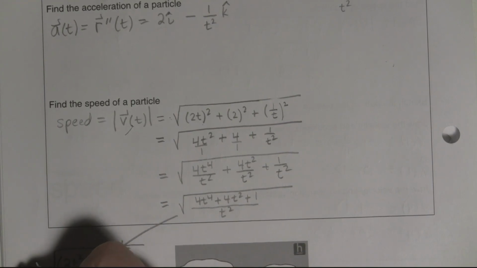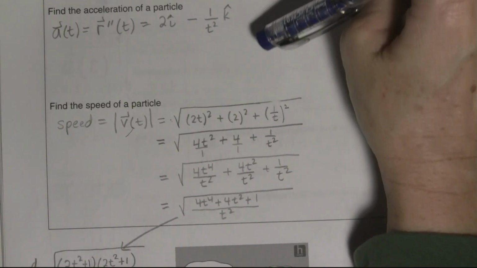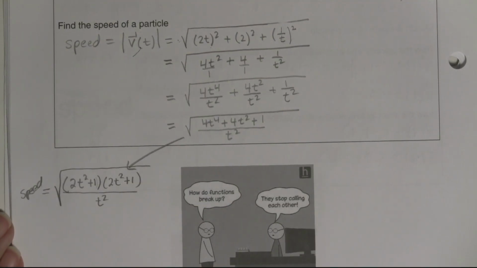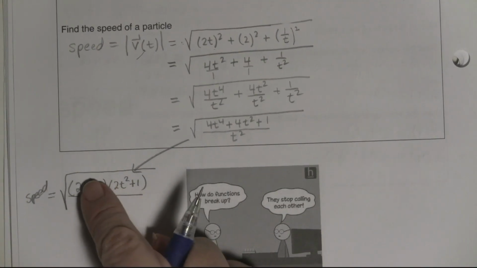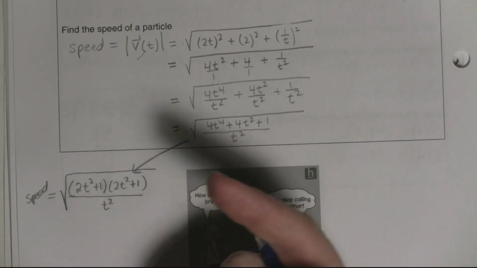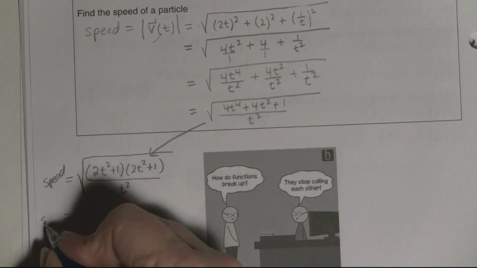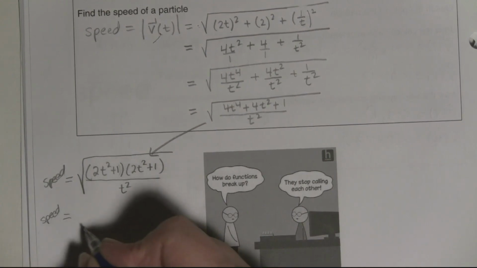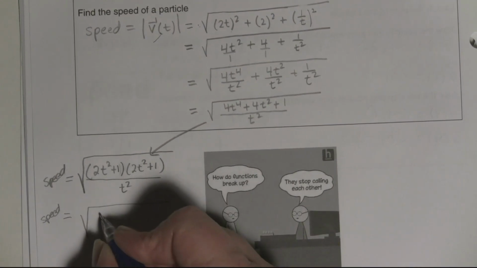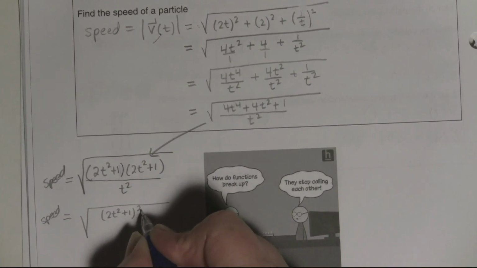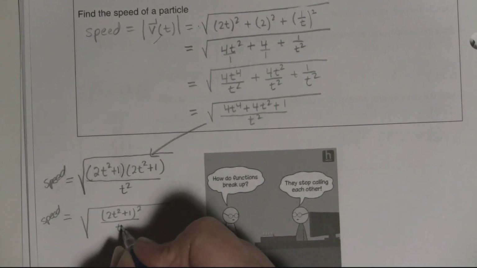I just had to go on the side of my paper. I ran out of room. And I'm not writing where you can see me very well. But good news, the numerator is a perfect square, because the two factors are equal to one another, right? If it makes you feel better, because that's how they wrote it in your algebra class, like this: 2t squared plus 1 quantity squared over t squared.